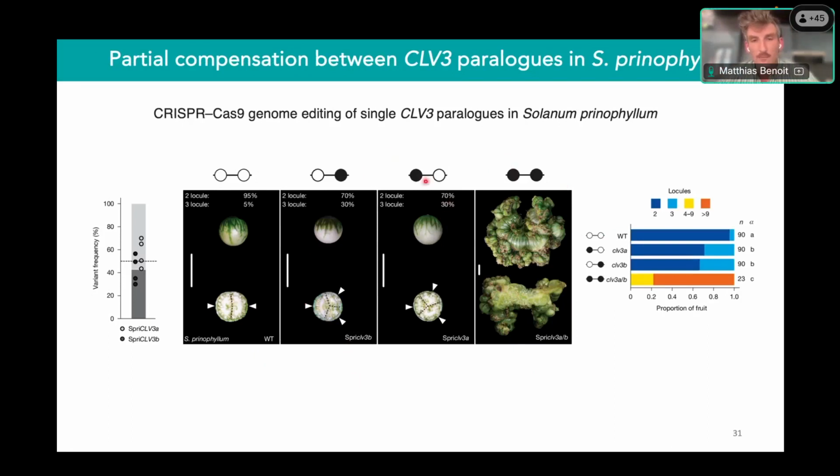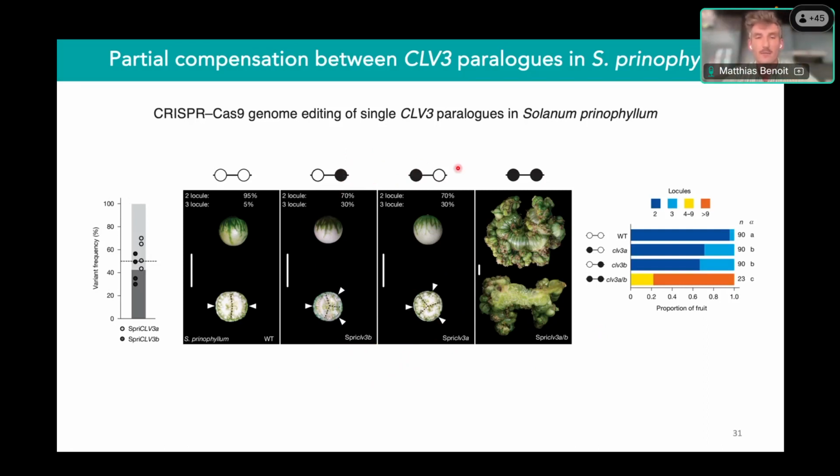The takeaway from these results suggests that even if the two copies seem almost identical to each other in terms of sequence and expression, they cannot fully compensate for one another. And that's because we do see an increase in plurilocular fruit between those two mutations, right? That was fairly surprising to us, but it means that there is already some type of divergence between those two clavata3 copies that is happening in Prenophylum.